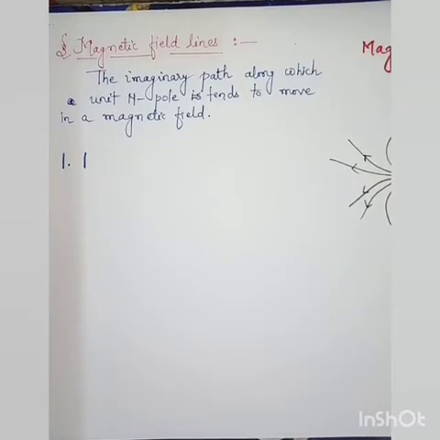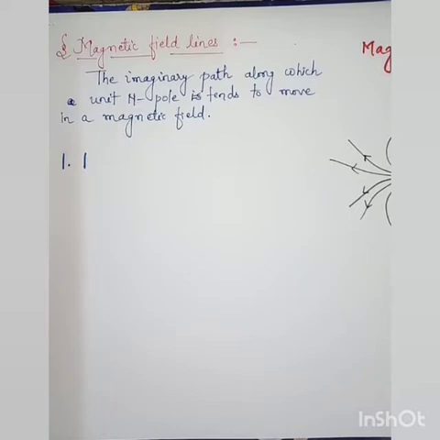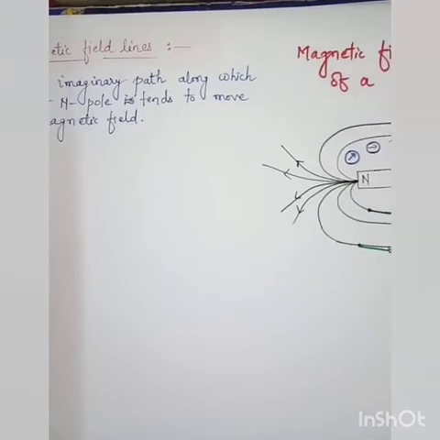Magnetic field lines. What are magnetic field lines? That is the imaginary path along which a unit north pole tends to move in a magnetic field. Unit north pole, as the poles cannot be separated, but for simplicity it has been taken as a unit north pole. The magnetic field line is the graphical representation of the movement of the magnetic pole inside a magnetic field.